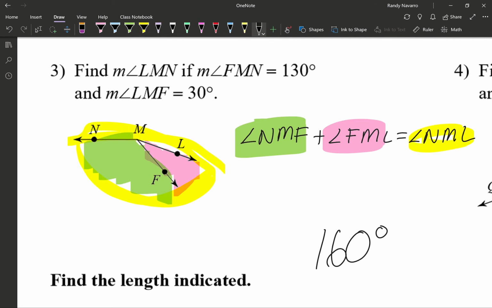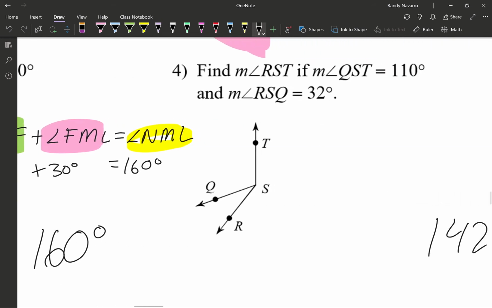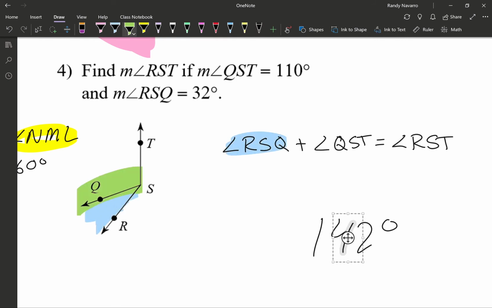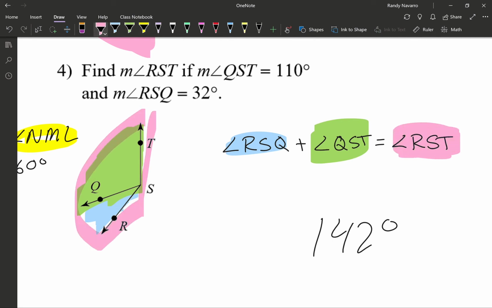So you should have put 130 degrees plus 30 degrees equals 160 degrees. The same thing is happening for number 4. Angle RSQ plus angle QST equals angle RST. So this piece plus this piece equals the whole thing. And you should just put in 110 degrees plus 32 degrees equals 142 degrees.